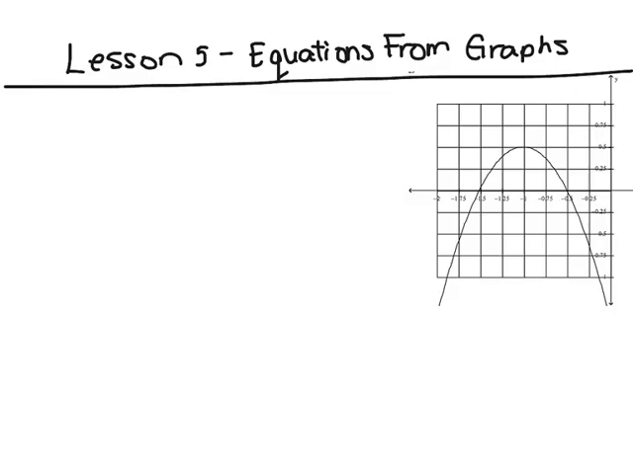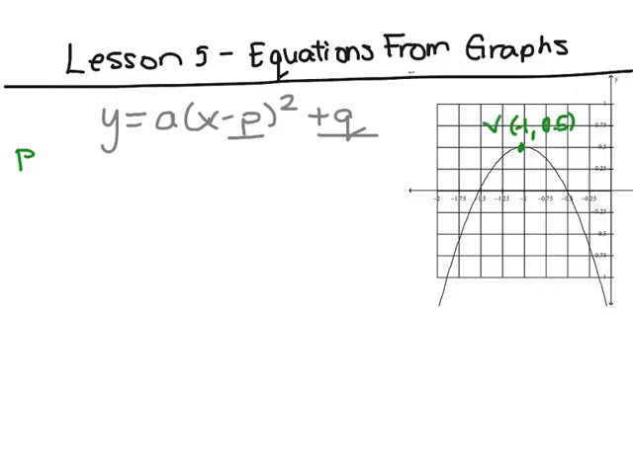We can also find an equation in graphing form, which is a(x minus p) squared plus q, where p and q are our vertex. So the other one's useful if you have your x-intercepts. This one's useful when you have a vertex. So our vertex here is at negative 1 and 0.5. So our p is negative 1 and our q is 0.5.